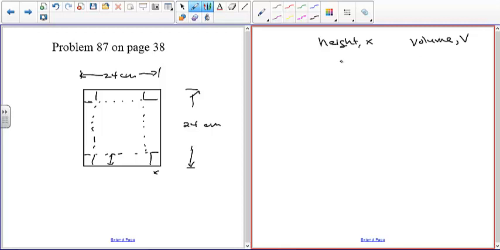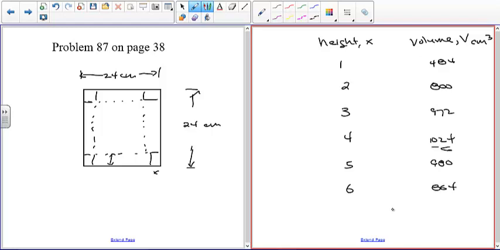And if you generate a table, you get something like this. So these are the different heights. And at some point, you get a maximum volume. So we get 484 cubic centimeters, 800 cubic centimeters, 972 cubic centimeters, 1024, 980, 864. So there's a maximum point here somewhere.